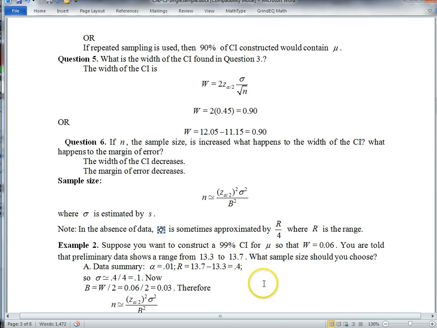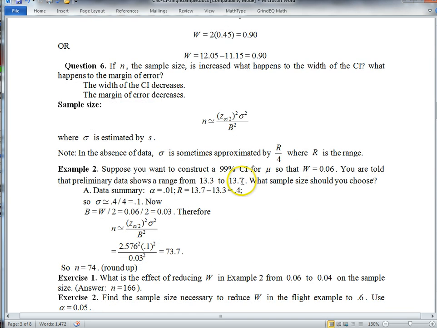So suppose you want to construct a 99% confidence interval for mu, so that W is 0.06, which means the margin of error is 0.03. You're told that your data is going to range from 13.3 to 13.7. What sample size should you choose? My alpha is 0.01, my range is 0.4, so I can estimate sigma to be 0.1.